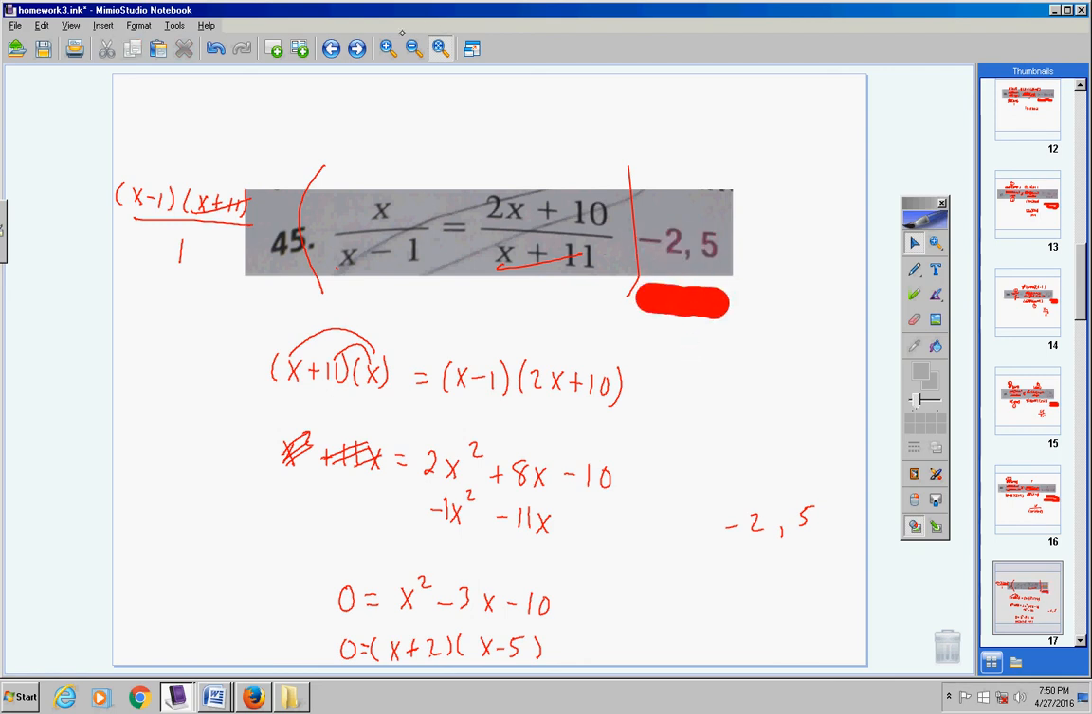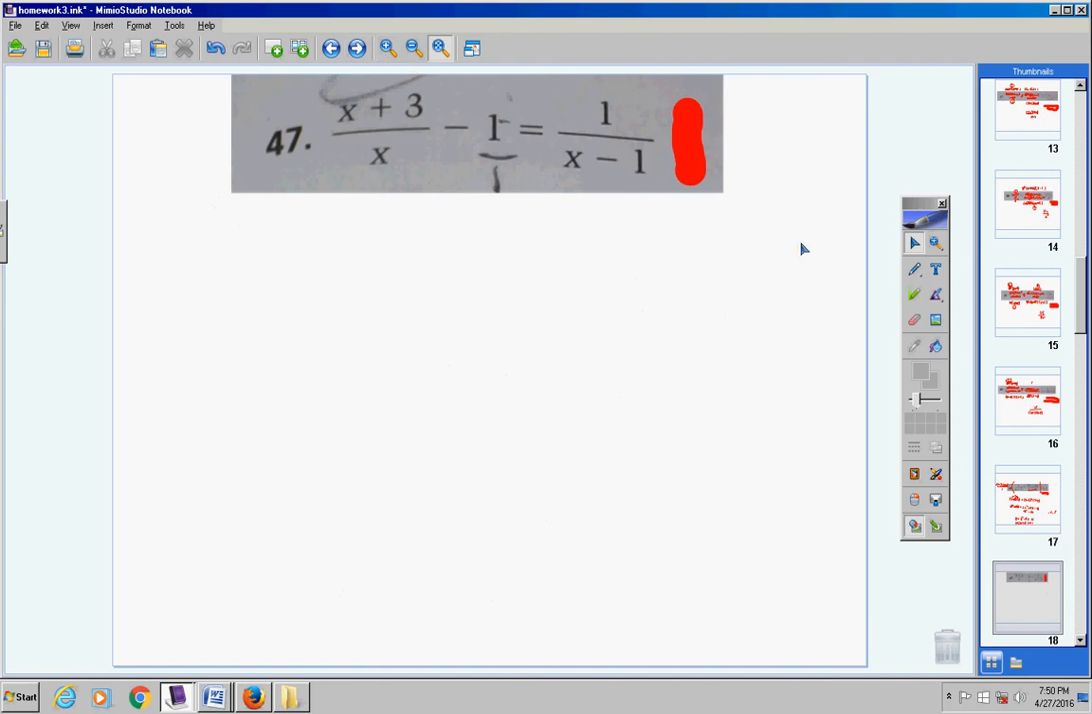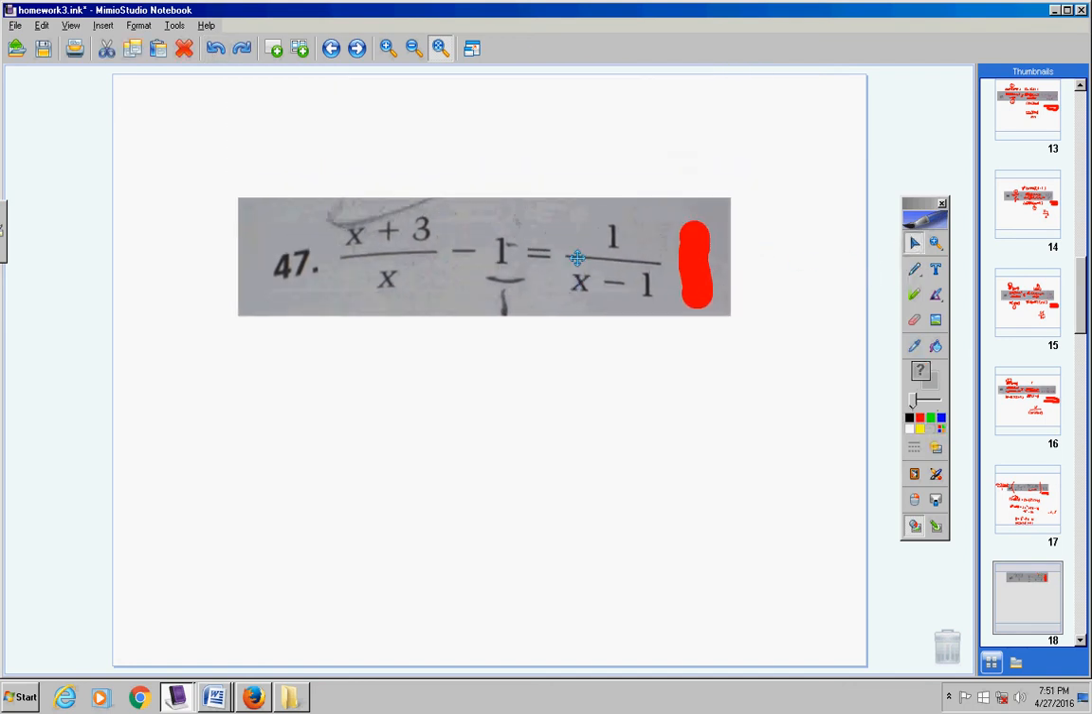Number 47. Okay, here we go. First of all, you want to factor your denominators as much as you possibly can, and there is no factoring of the denominator. So next, we are going to find our common denominator. This 1 is really over 1. As you can see, someone wrote in the book already and put that. I did not do that, but there it is.